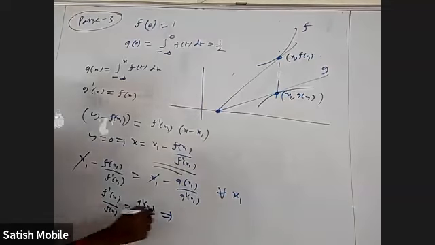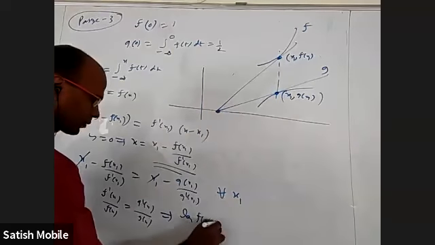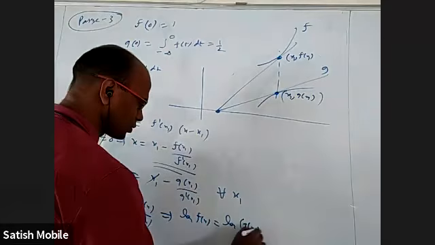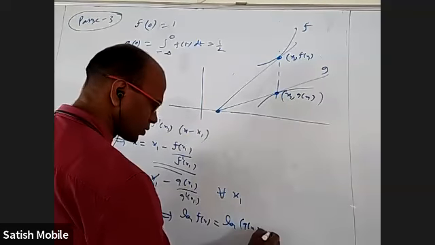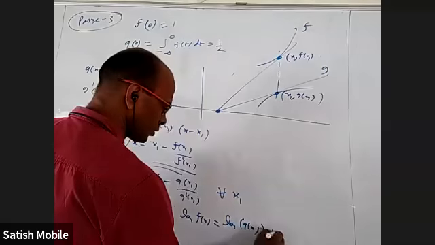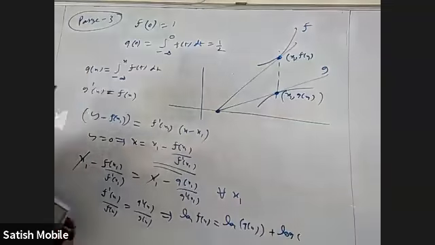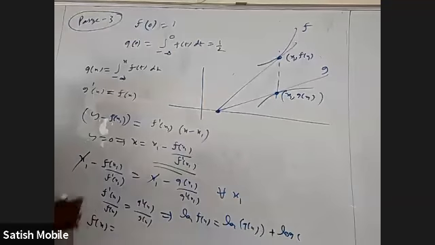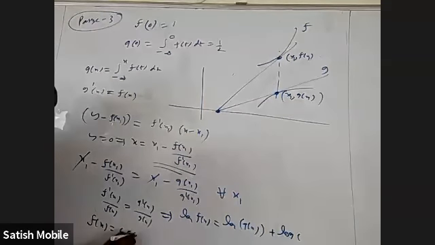And integrate, the integral of this is log f of x and the integral of this is log g of x plus log c. Okay, plus log c. Basically from this we can understand f of x must be a multiple of g of x, that is, f of x equals c into g of x.